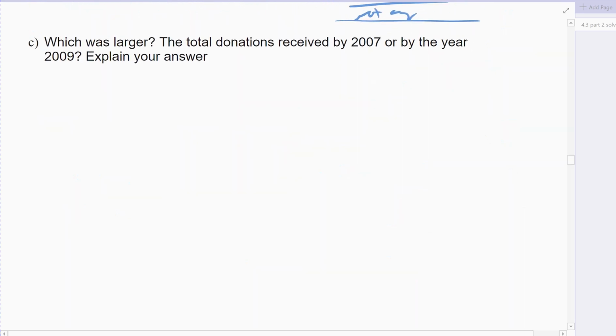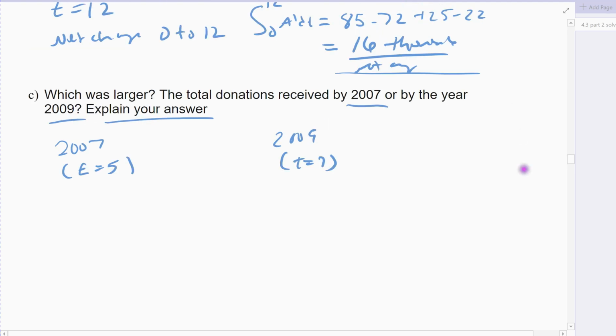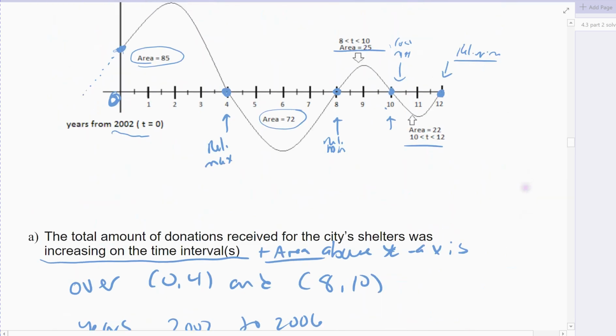All right, next question. Which is larger, the total donations received in 2007 or 2009? Explain your answer. All right, so 2007 would be 5 years after 2002. 2009 would be, excuse me, 7 years after 2002. So 5 and 7 is what I'm looking for, so I'm actually going to change my colors here. 5 puts me here. 7 puts me here.